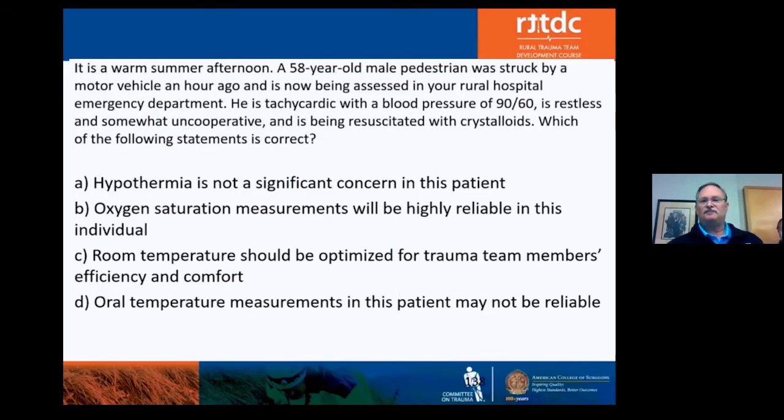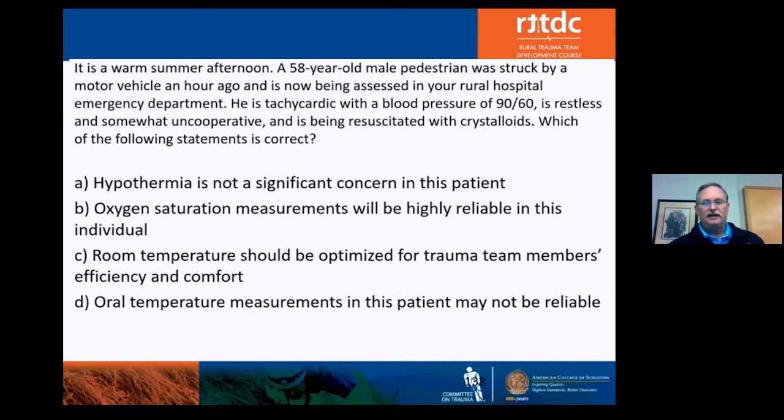We have a third question. It is a warm summer afternoon. A 58-year-old male pedestrian was struck by a motor vehicle an hour ago and is now being assessed in your rural hospital emergency department. He is tachycardic with a blood pressure of 90/60, restless, somewhat uncooperative, and being resuscitated with crystalloids. Which of the following statements is correct?